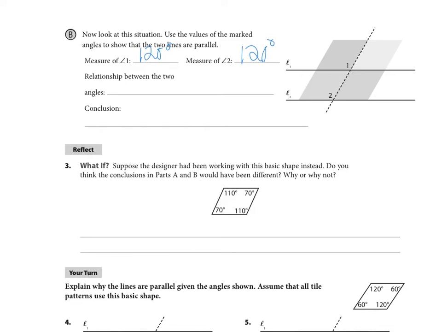And the relationship between the two angles is that they are congruent corresponding angles. These two tiles here have angles marked in corresponding spots. So we have our northwest corner and our northwest corner here that are the same exact size, and therefore the conclusion is that L1 is parallel to L2.